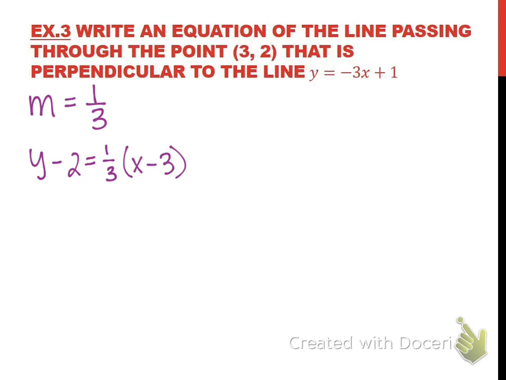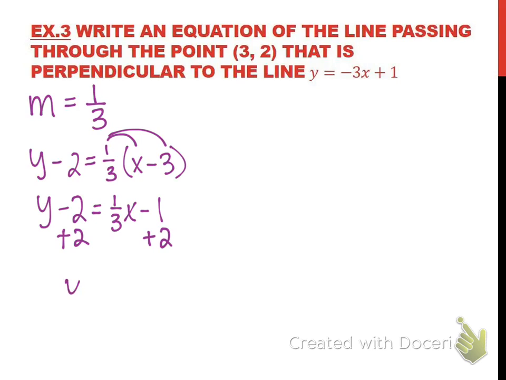Okay. Then to get our slope intercept, we had to do what first? Distribute. It's kind of nice on this one to distribute. We get 1/3 x minus what? 1. Good. Last step is add 2. y = 1/3 x + 1. Beautiful.